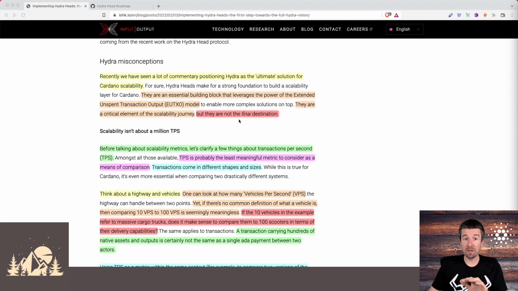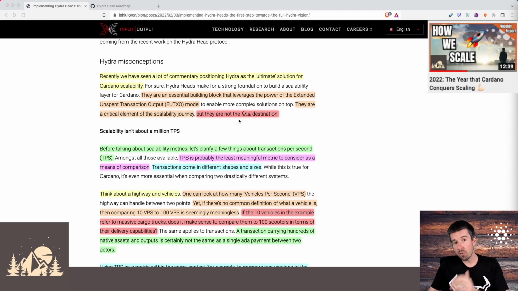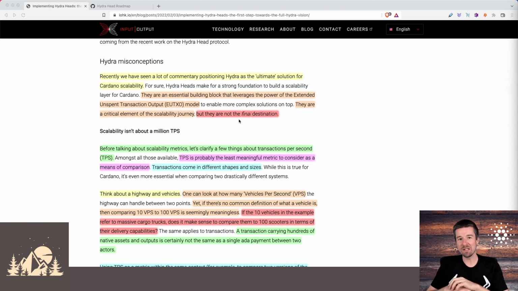It is both not the final destination for Hydra itself, and then Hydra as a solution is not going to be the final destination for scalability. Let's not forget that we recently talked about 11 different ways that Cardano is going to scale. So we can't get overly excited and just think like, okay, great, this first release of Hydra coming out in June is going to fix everything. That's not going to be the case. But this is going to be a huge step in the right direction. And the right direction that we're talking about, obviously, is scalability.